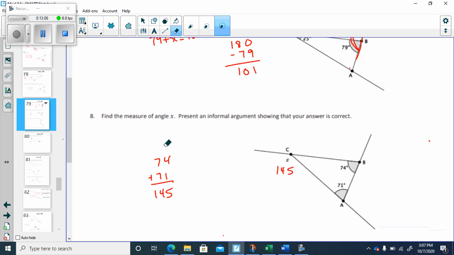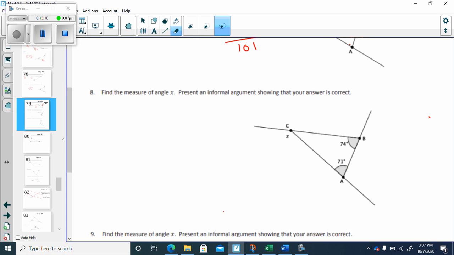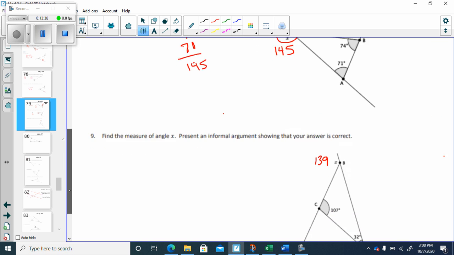Now let's try number 8 on that page. I'm looking for this exterior angle here. If I'm looking for the exterior angle, it's equal to the sum of the two remote interiors. See how these don't touch that one? So 74 plus 71 would give me 145. The measure of this angle is 145 degrees. Now let's look at number 9 down here.